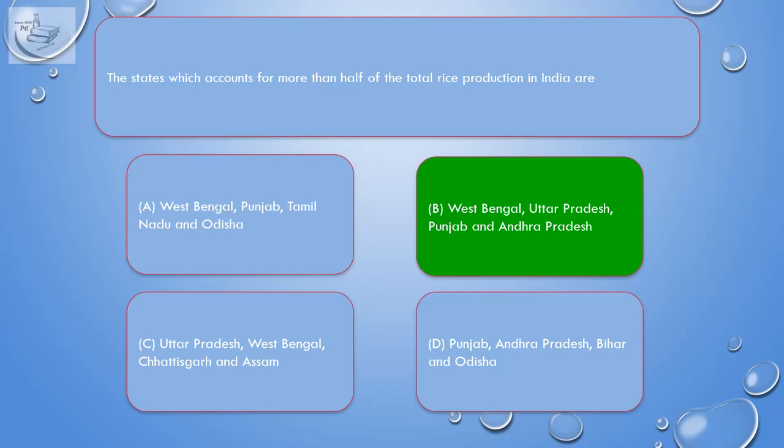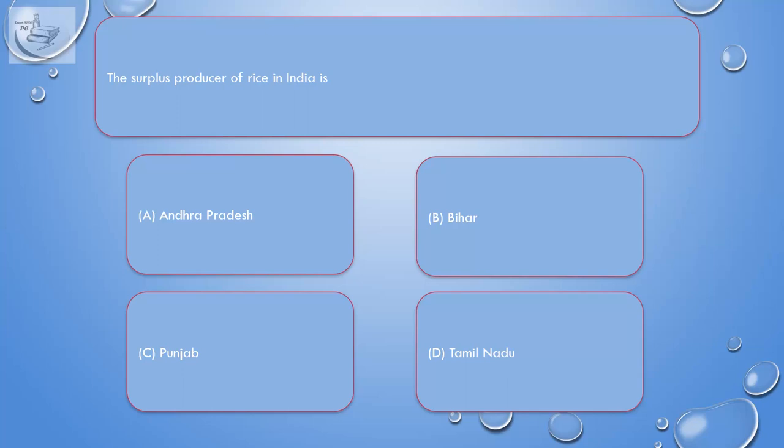Question: the surplus producer of rice in India is A. Andhra Pradesh, B. Bihar, C. Punjab, D. Tamil Nadu. Correct answer is A. Andhra Pradesh.